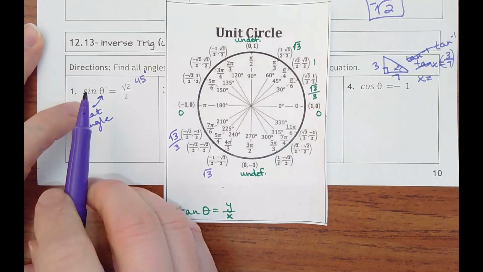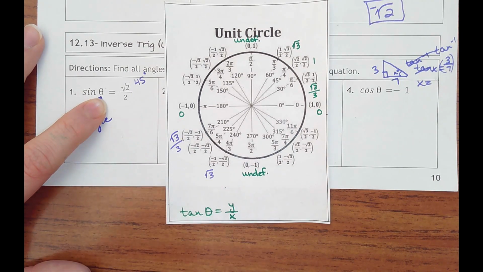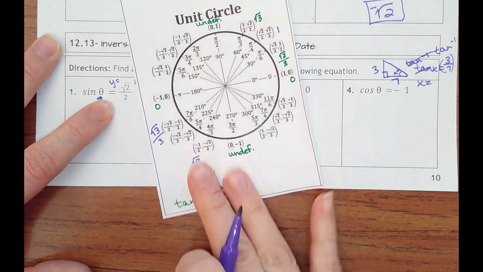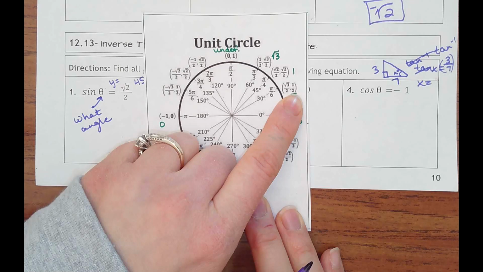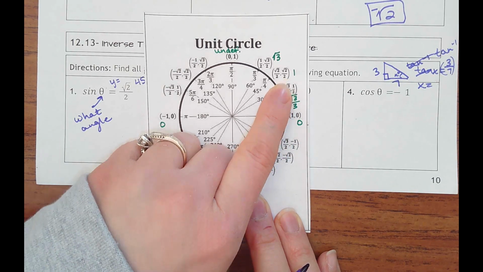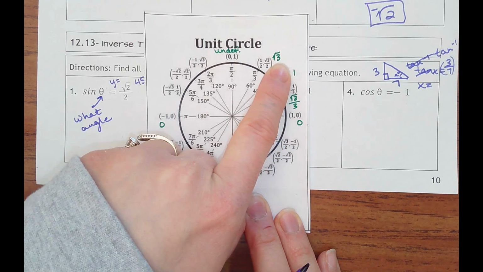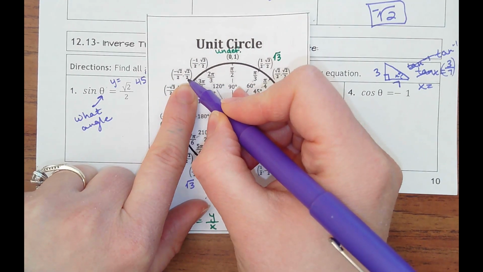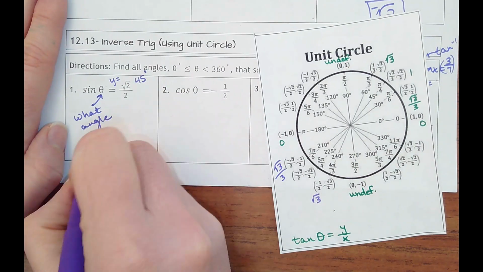I'm trying to find on my unit circle a side length, which is going to come from the ordered pair, and sine is the y value. So on my unit circle, I'm trying to find points that have a y value of square root of 2 over 2. That would be right here at 45 degrees, and then that would be here. See how y is positive square root of 2 over 2 at 135 degrees.